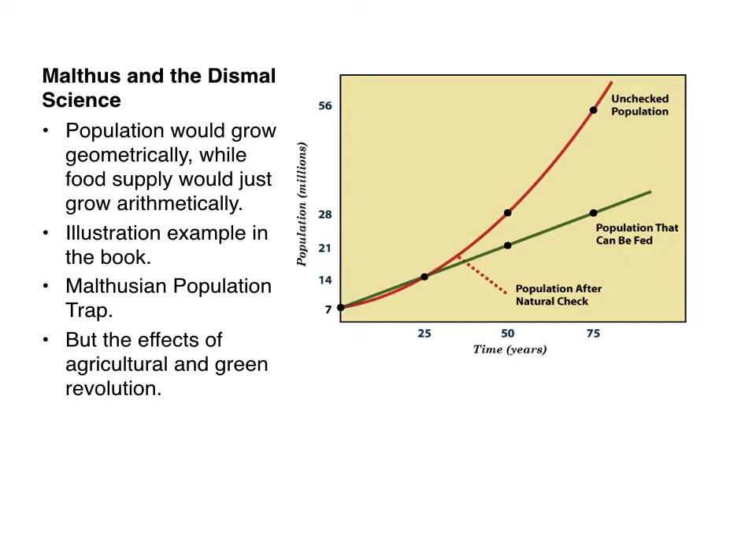So the food capacity did not necessarily have to grow arithmetically. It too could grow geometrically, and maybe even more so.